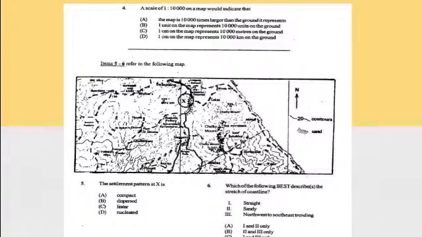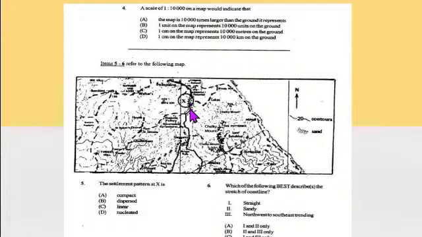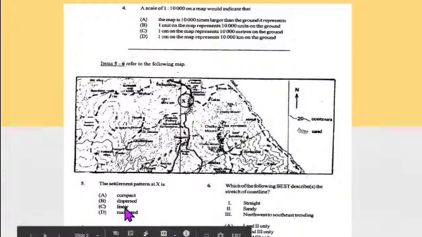For the next one, the settlement pattern at X. So we are seeing X right here. If you notice, you can see this stretch here, which looks like a roadway. And you are seeing settlement on both sides. These little dots here are representing settlement right on both sides, and the road is running through the middle. So it is suggesting that it is a linear settlement.